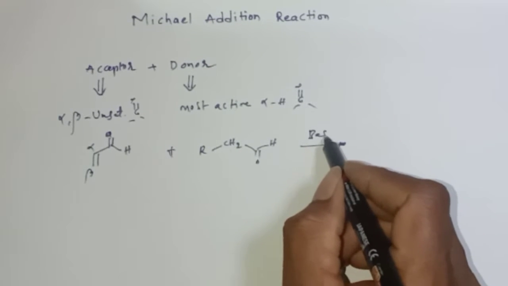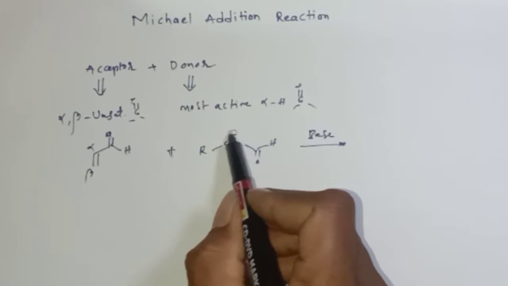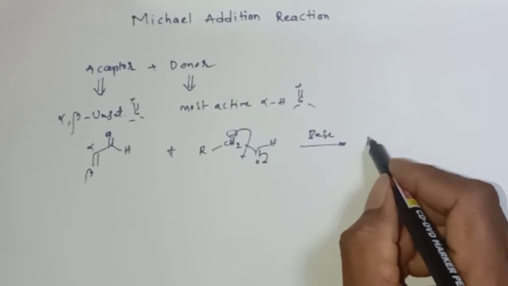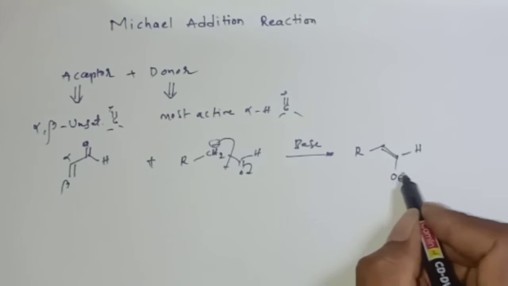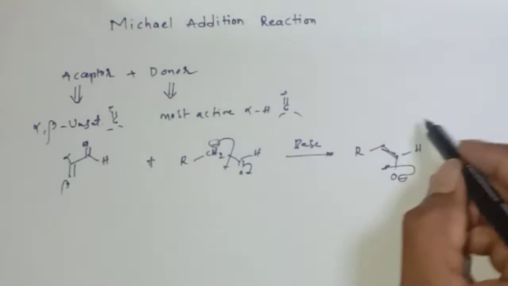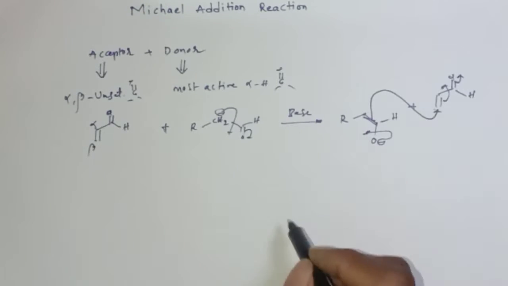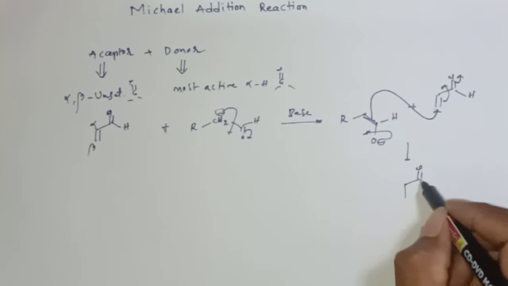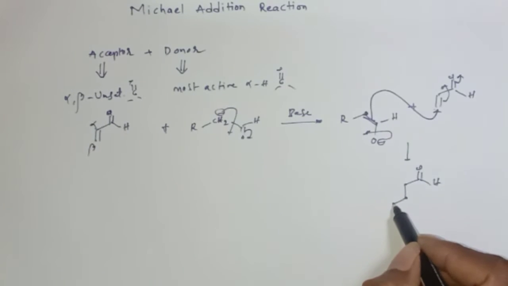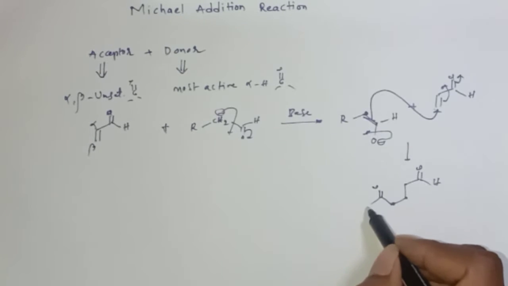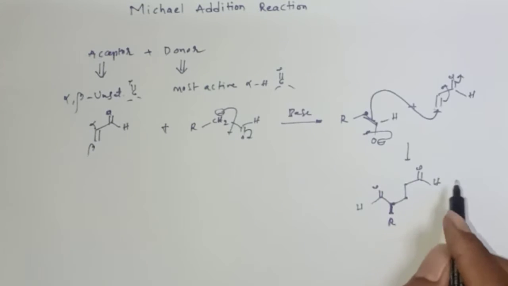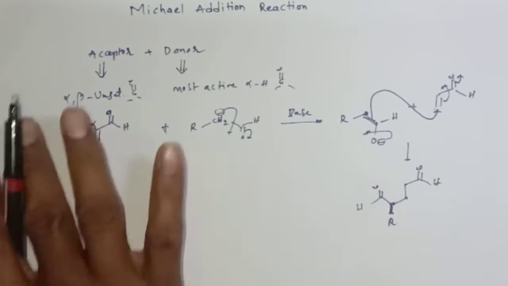When the base abstracts this hydrogen and we get a negative charge, it participates with the carbonyl group in conjugation, and this negative charge comes back again, and this pi bond participates with the alpha beta unsaturated. Then the C-C bond formation occurred. Here it is 1, 2, hydrogen, and this is R, whether it is R below or above, right? So this is Michael addition reaction.